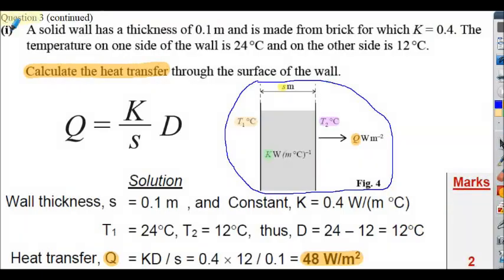So question 3, part 1. Here's the full solution. I'll let you review this at your own pace. Just a question of inserting the values into the formula. Notice that symbol D, temperature difference, is always T1 minus T2. Gives 12 degrees C in this case.